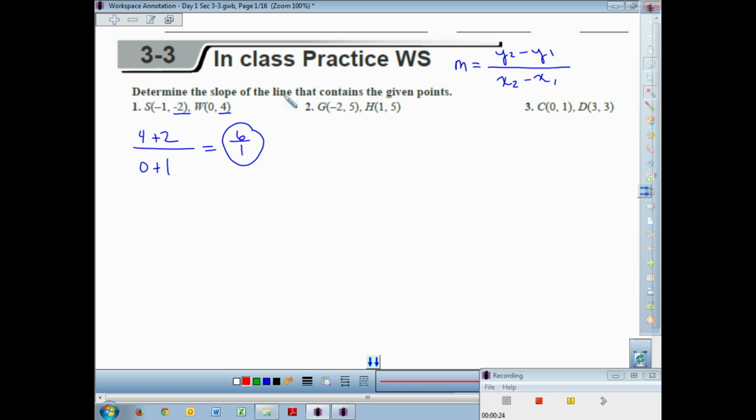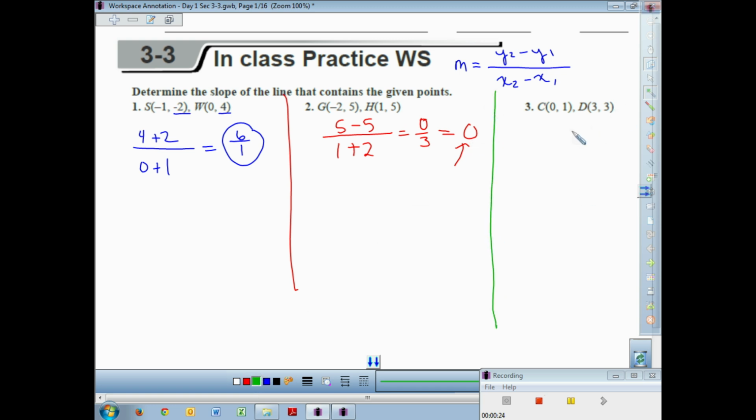Then in number 2, we'll do the slope y2 minus y1 over x2 minus a negative 2, and get 0 over 3. This is the only kind of slope where we don't leave a fraction, when 0 is in the numerator. 0 divided by 3 is 0. You get a horizontal line when you plot those points and connect them together. All horizontal lines have 0 for a slope.